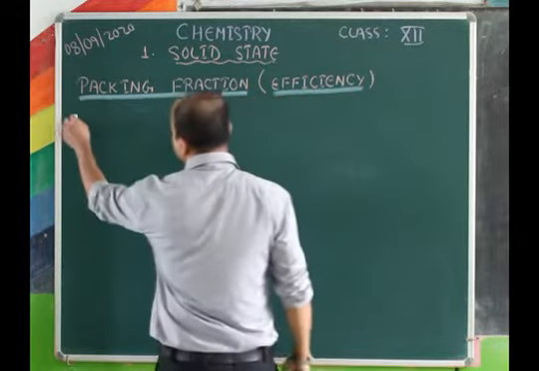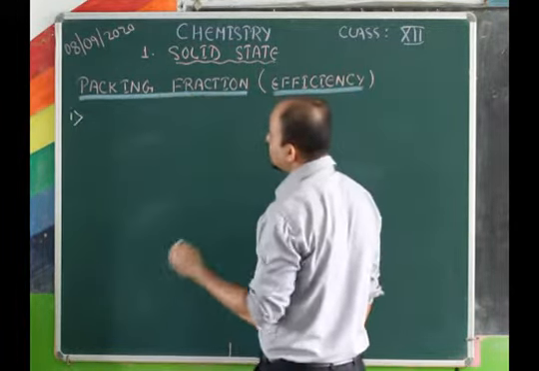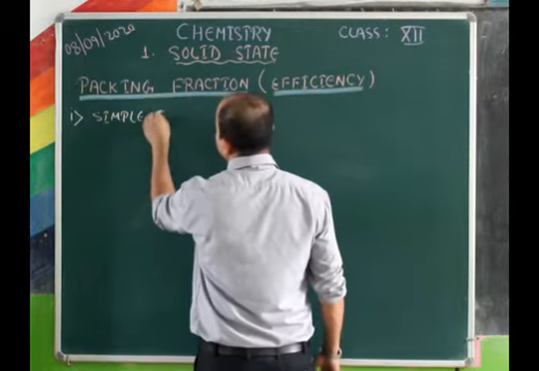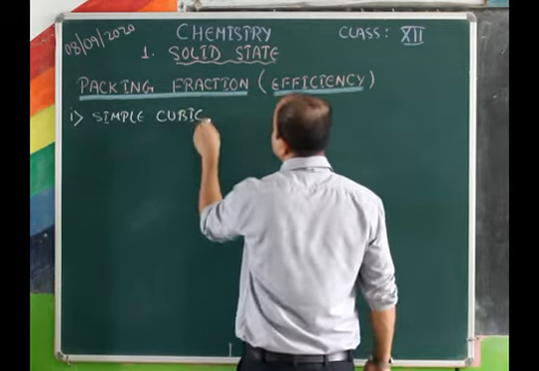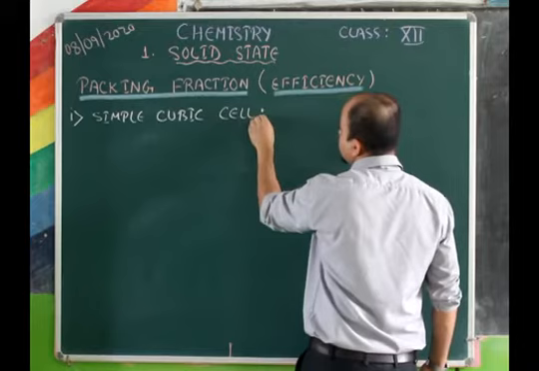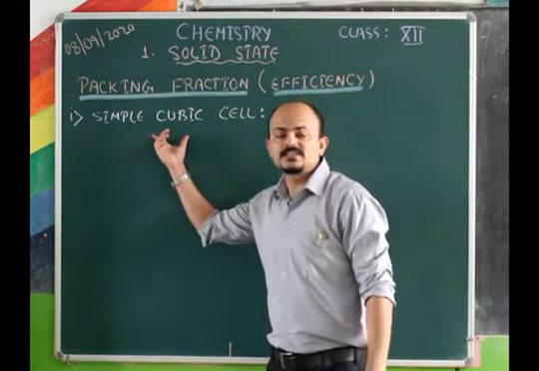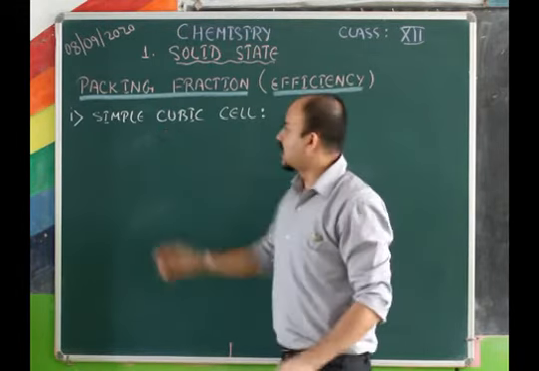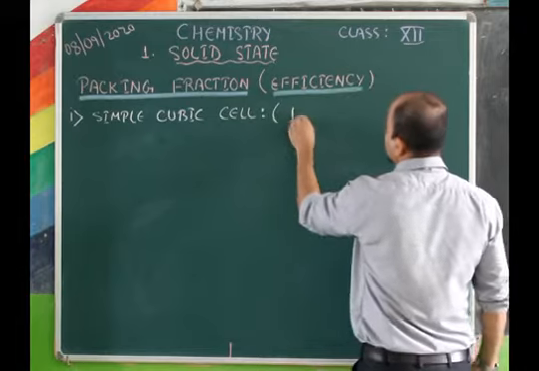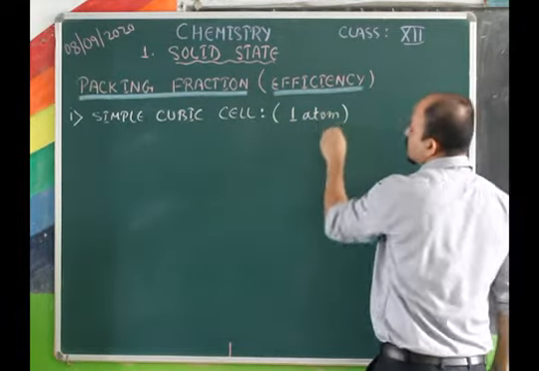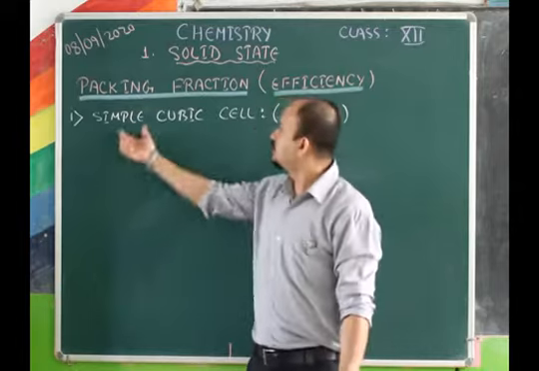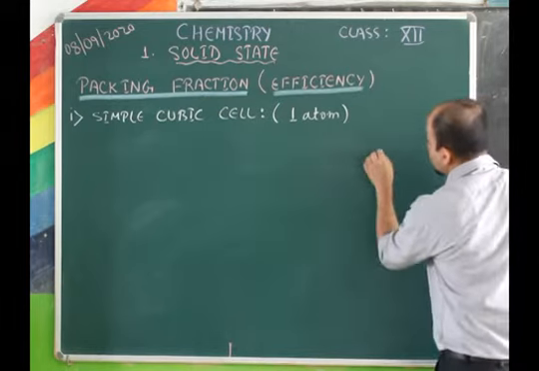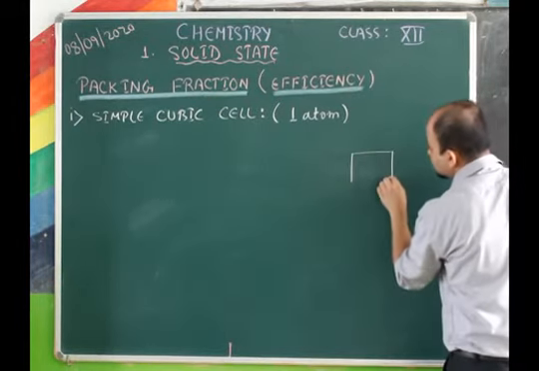So the first one we will be discussing is packing fraction in simple cubic cell. In our previous video we had calculated the number of atoms present in a simple cubic cell. I hope you still remember it. It is one atom. So for this, we need to draw a structure of the simple cubic cell.